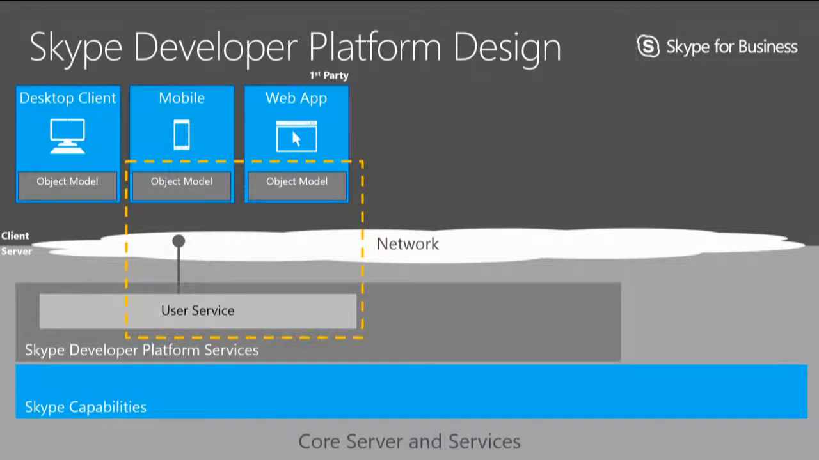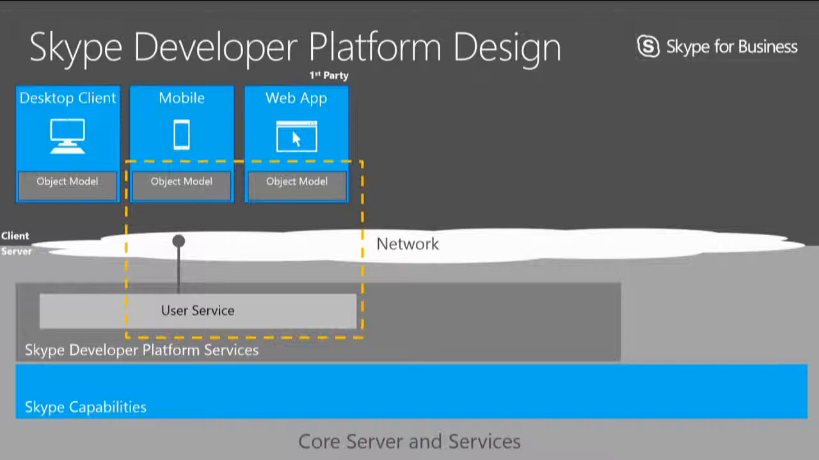Now you've seen that user service that we just talked about, UCWA. Where does that actually sit on top of the Skype for Business platform? So you can see we have those set of capabilities that we offer with Skype for Business Server and the online service. The user service actually sits on top of that so that your apps can communicate simply by HTTP directly with those core platform services.